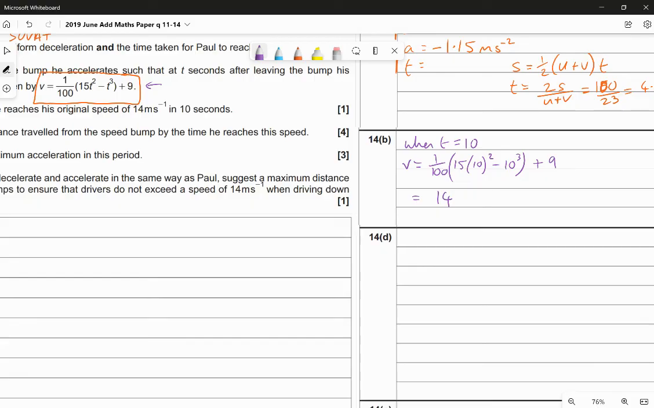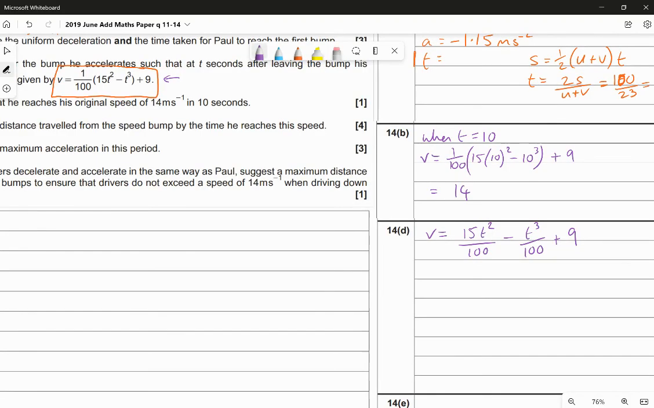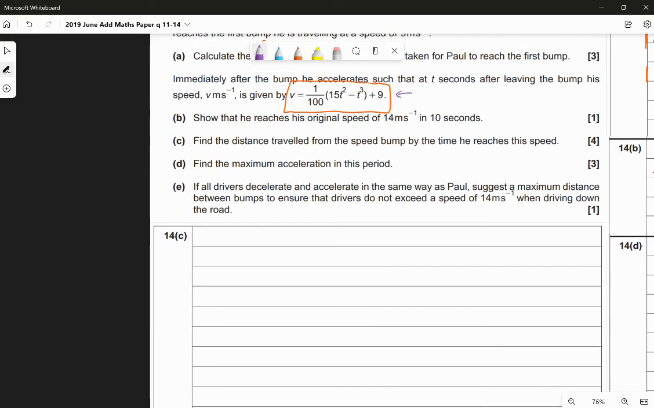So if velocity is 1/100th, I'm going to rewrite that separately, not in brackets. So I've got 15t squared over 100 minus t cubed over 100, and then plus 9. Yes, I'm writing it in the space where I should be doing part D, so I'll write it over here. v equals 15t squared over 100 minus t cubed over 100 plus 9. So displacement is the integral of that.